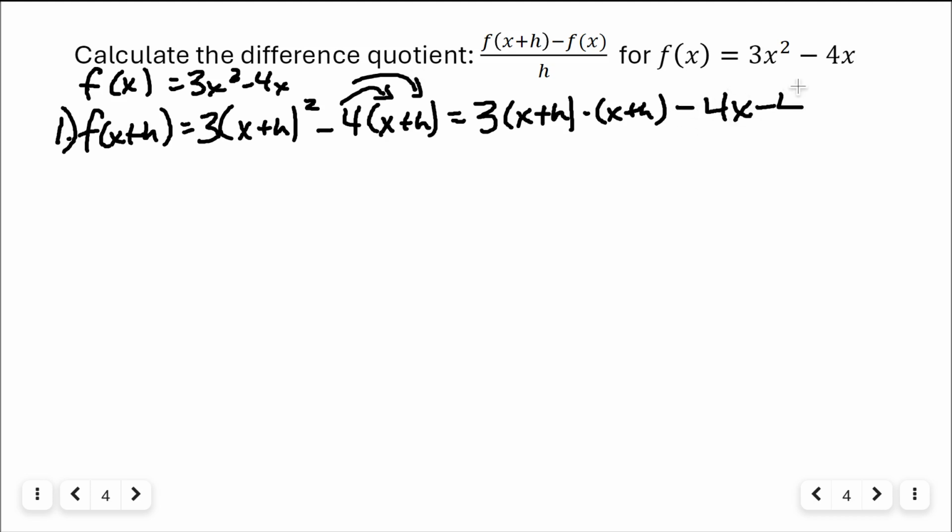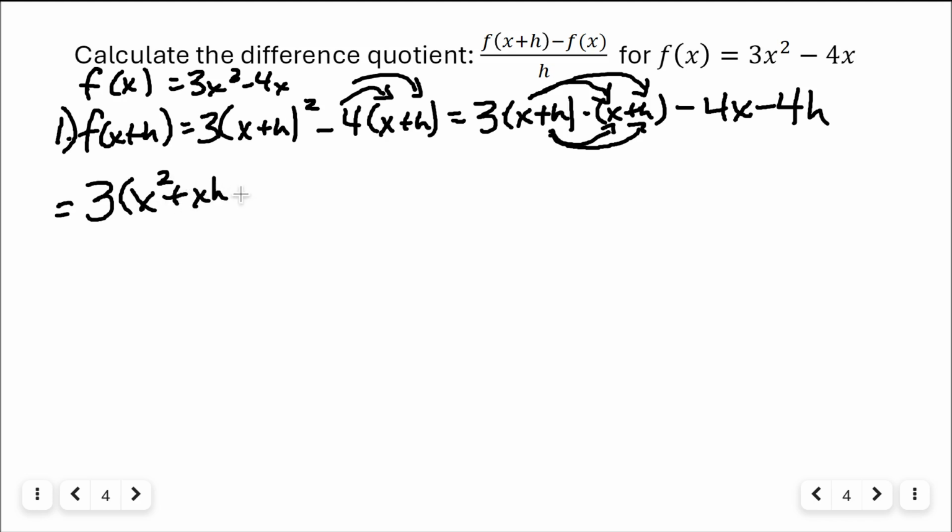Minus 4x minus 4h. Now I'm going to double distribute here, and then I'll multiply by the 3 when I'm done multiplying this stuff out, because I can multiply in any order I want, right? When 3 things are multiplied, you can do any multiplication you want. So we got 3 times x squared plus xh plus hx, but that's just xh again, plus h squared, all that in parentheses, minus the 4x minus 4h. You can see that this gets really complicated in a hurry. Oh, I don't want to distribute the 3 yet.